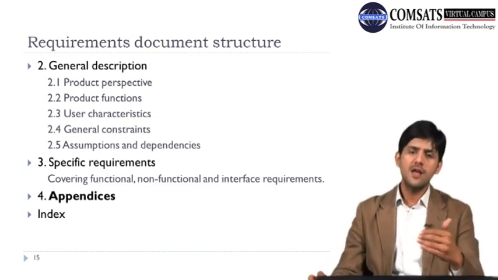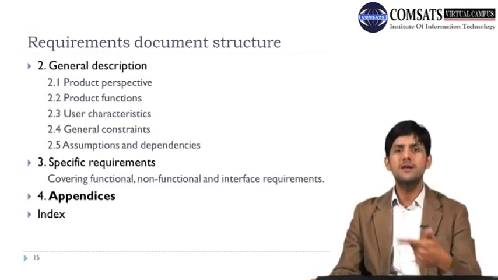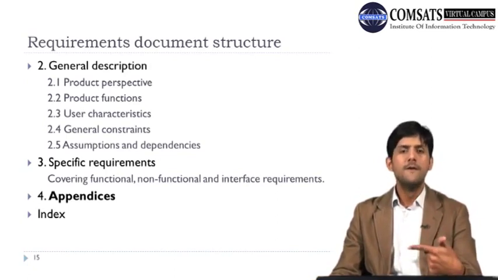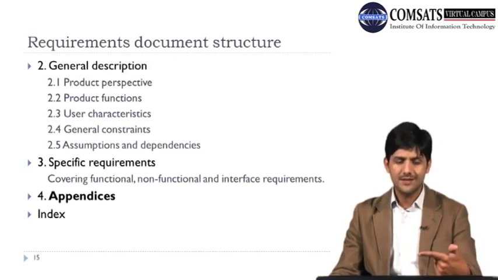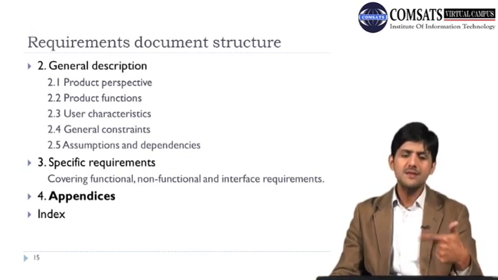And then if there are any particular assumptions or dependencies, for example, if the software requires a certain kind of operating system to run on, then we need to mention that here. So any assumptions or dependencies go into this section. So the second main section is the general description.